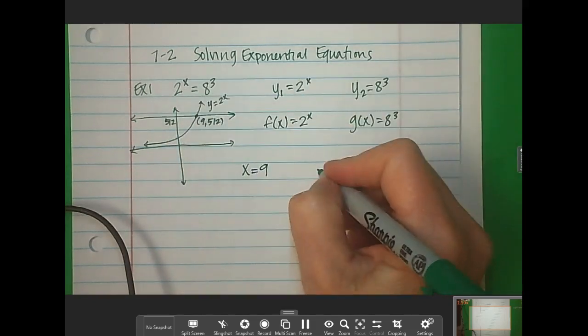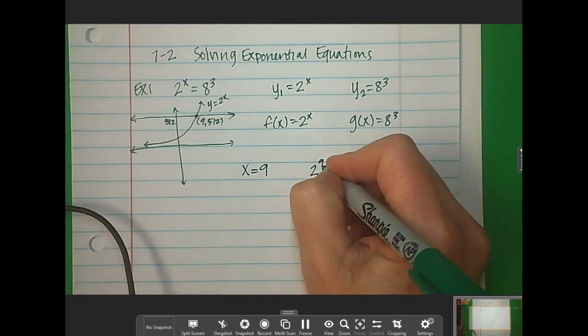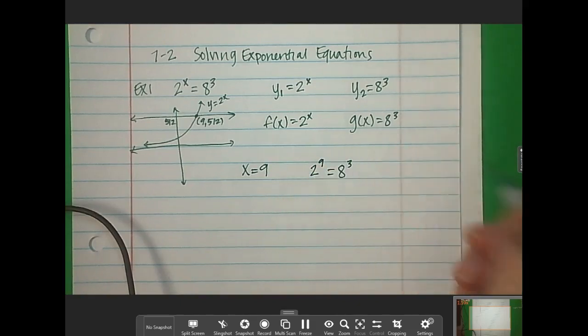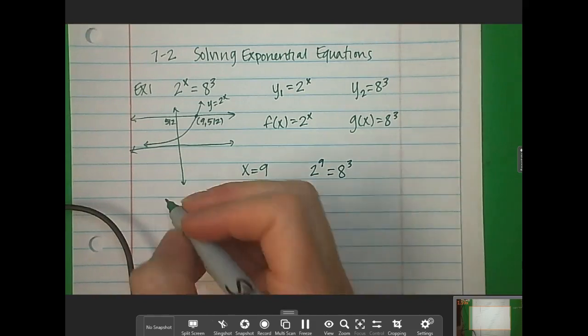So what this means is when x is 9, 2 to the 9th is the same thing as 8 to the third. So if I go on my calculator and I do 2 to the 9th, and I do 8 to the third, I get 512. Is that true? Is 2 to the 9th 512? Does everybody know how to do that on their calculator? Okay. Yep. You got it.